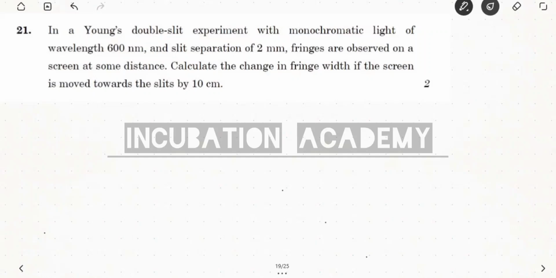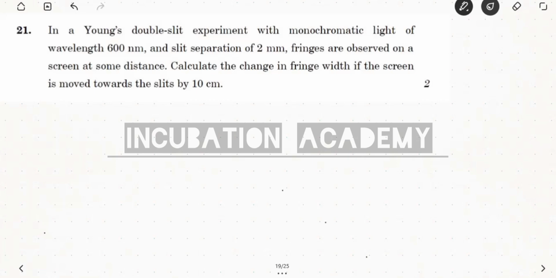Welcome everyone. The question shown on the screen is question number 21 of Set 2 of the Physics 2025 CBSE question paper. In a Young's double slit experiment with monochromatic light of wavelength 600 nanometer, the slit separation is 2 millimeter. Fringes are observed on the screen at some distance. Calculate the change in fringe width if the screen is moved towards the slit by 10 centimeter.